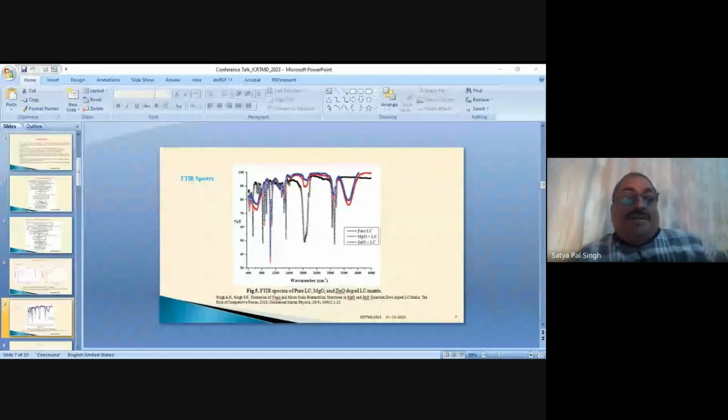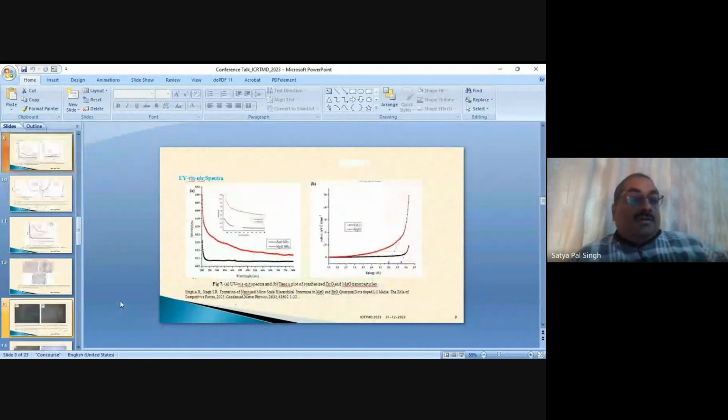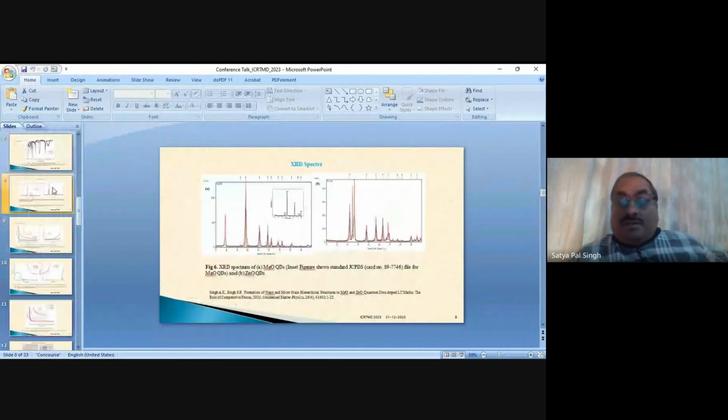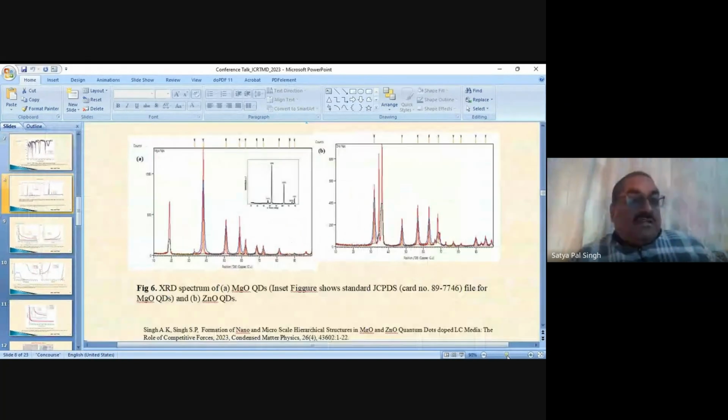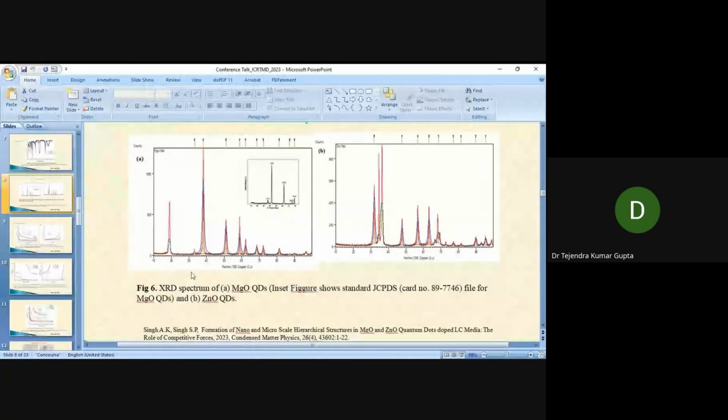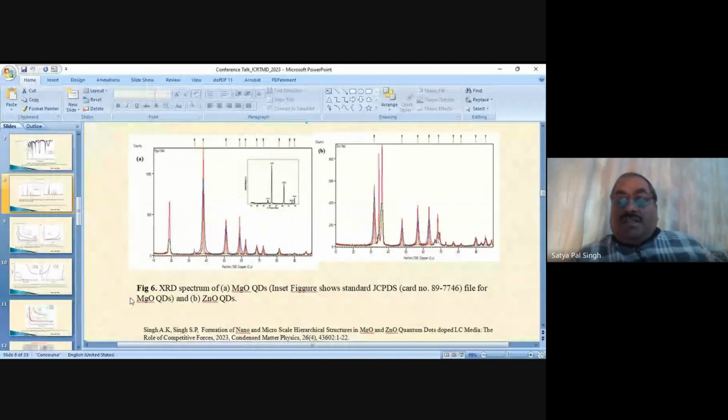Right. So this figure, figure number 6, is the XRD spectra. May I show it smaller? So this is the XRD spectra, sir. Visible? Yes, sir. So we confirm that it is a crystalline behavior, MgO and ZnO. We have compared with their JCPDS cards and so on.